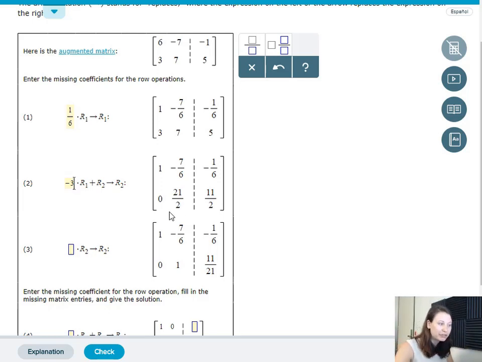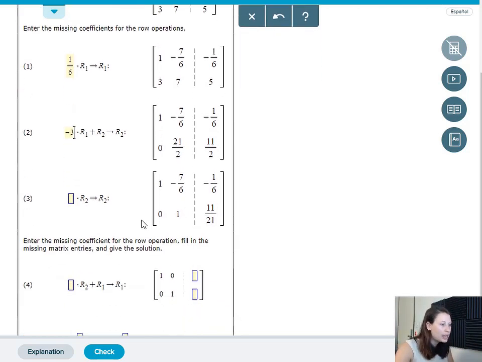We multiplied by -3. So then next, what happened? It looks like we did something to R2. Well, R2, 21 over 2 went to 1. Well, to get rid of a fraction, we can multiply it by its reciprocal, right? So that's multiplying by 2 over 21.